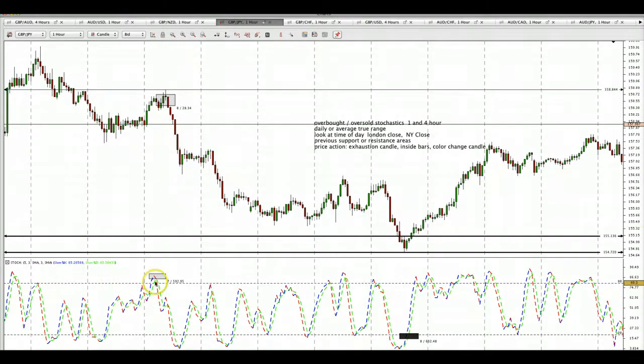Okay. So stochastics overbought on the 1-hour and 4-hour chart, daily or average true range, or if it's exceeded its daily range. Look at the time of day. Normally you'll see this at a beginning of a session, end of a session, London close or New York close. Look for support and resistance, previous support and resistance levels. And then you must, and it's so important to know your candlestick patterns.